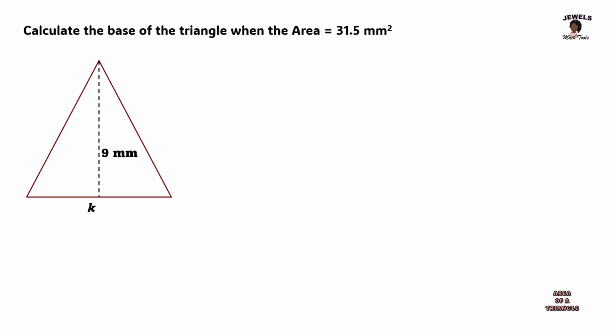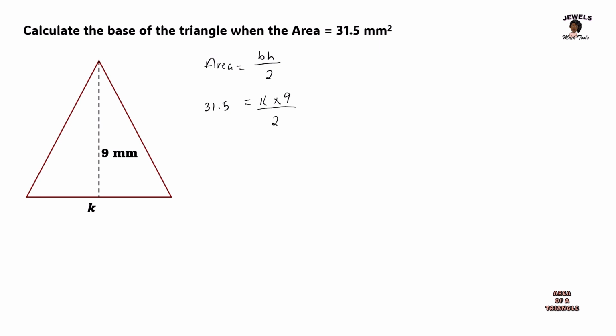So in our example today, we are calculating the base of our triangle when the area is already given to us. And our formula for the area tells us that we're working with our base times our height, which will be divided by 2. And for this example, our base is being represented by the variable k, which is multiplied to our height of 9 millimeters, and that is all over 2, and our area is equal to 31.5.